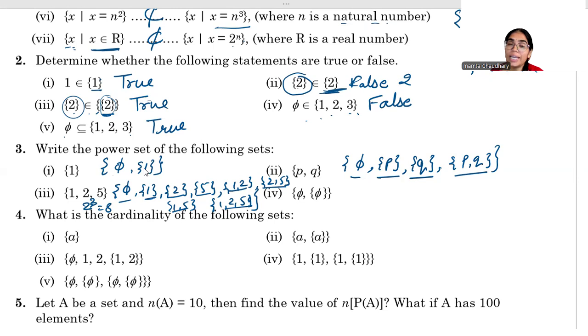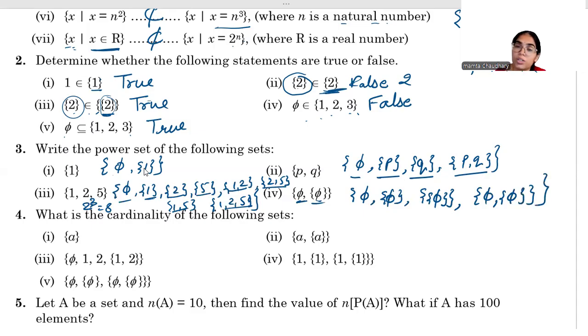Now the fourth one: the empty set and the set containing the empty set. As there are 2 elements, we have to write how many elements are there in that power set. So first, the empty set. Second, if I take this element, the set containing the empty set. Third, the set of the set containing the empty set. Third one, the empty set and the set containing the empty set together. So total 1, 2, 3, 4. So there are total 4 elements in this power set.